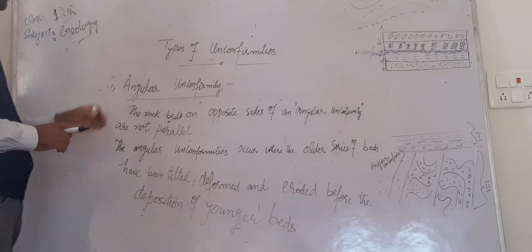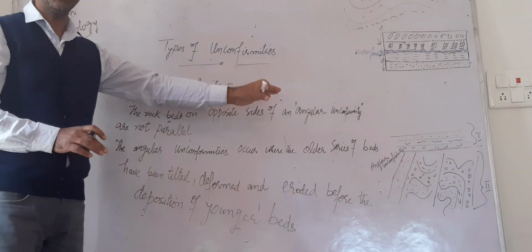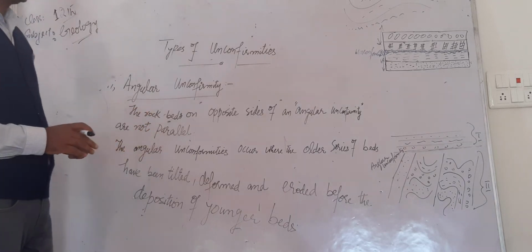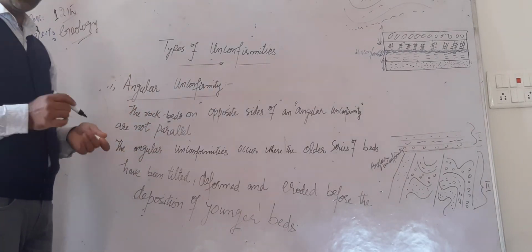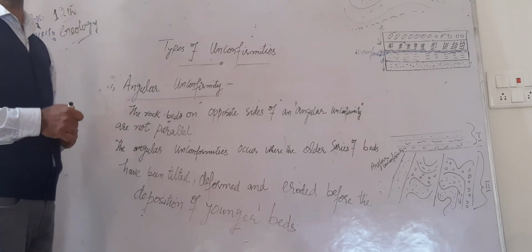So this was a simple type of unconformity, which is known as angular unconformity. It can be easily understood with the help of this diagram. So this was regarding the angular unconformity. In the next class we will try to understand other types of unconformities.